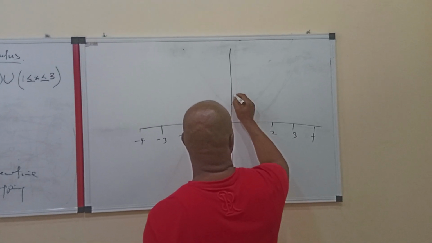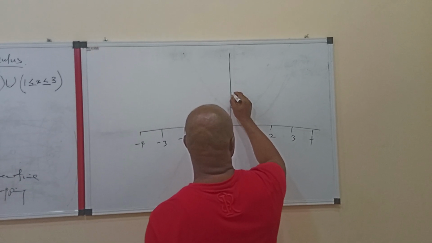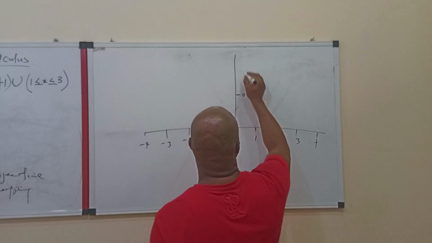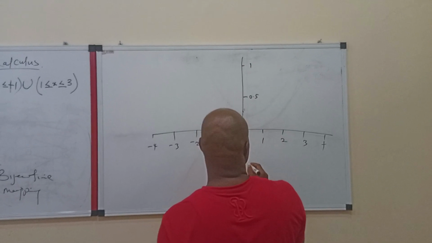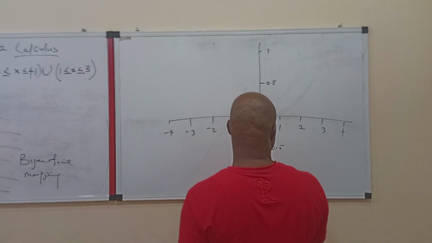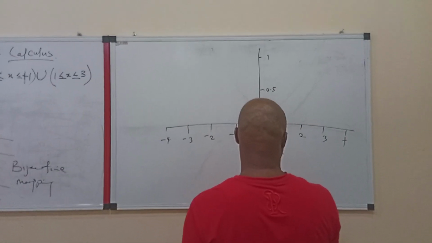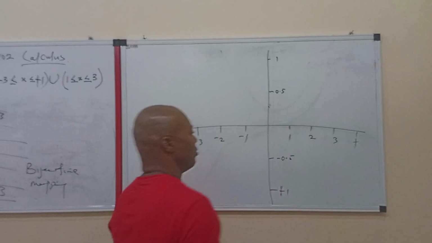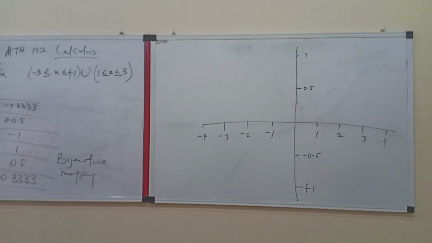So let's say from here to here is 0.5. Then from here to here is 1. So the same thing to this one too, minus 0.5. Then here let it be 1, and minus 1, let it be minus 1. This kind of graph, so that we will be able to plot it.